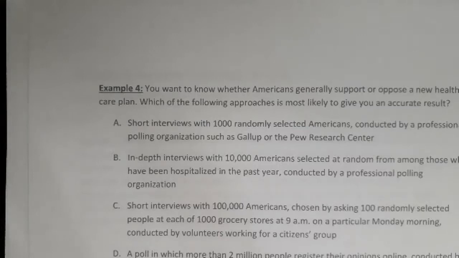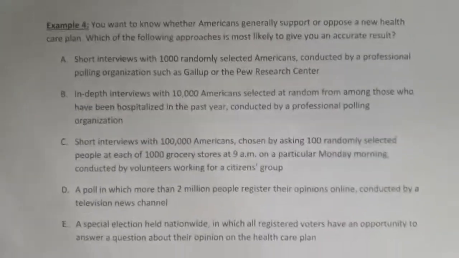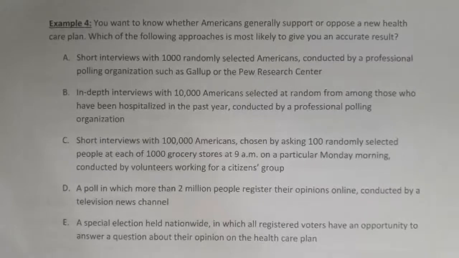example. You want to know whether Americans generally support or oppose a new healthcare plan. Which of the following approaches is most likely to give you an accurate result? And so this, again, we're looking at this with respect to number 3, which is looking for a bias in a sample. So we want to talk about our sampling methods. We want to talk about the 2 biases, selection bias and participation bias in these.